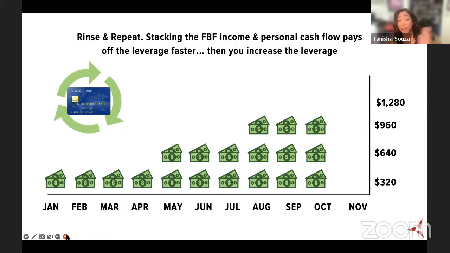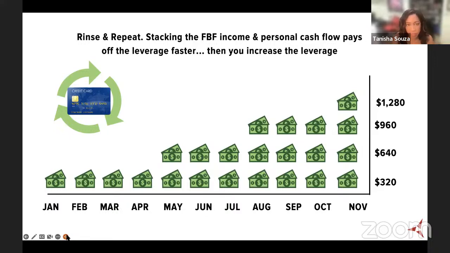And then before even the end of the year, you're on your fourth investment, where now you're getting $1,280, which is about half, almost more than half of what you're contributing to this investment. As you continue to go, it goes faster and faster. You increase the leverage, and it really picks up steam. And that's why we call it the income snowball.